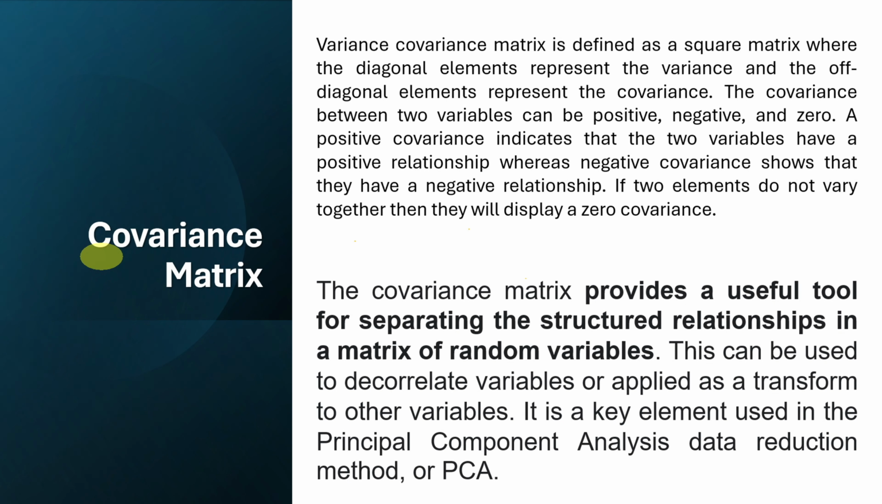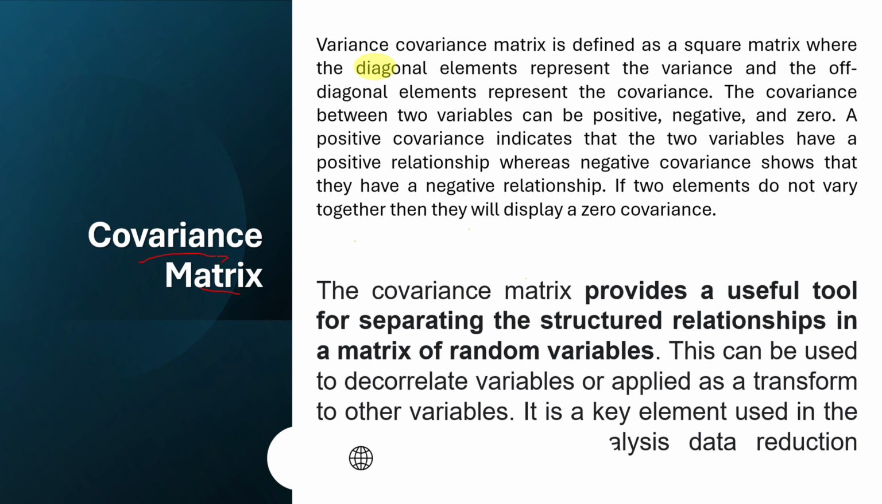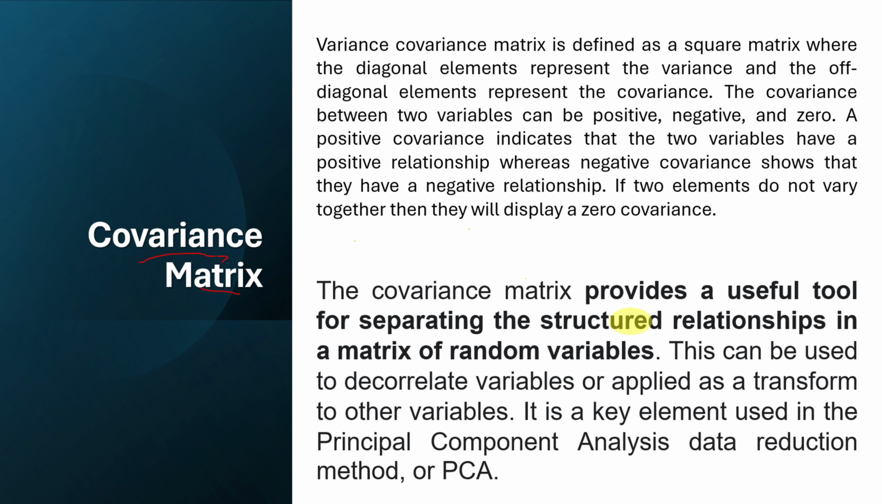Welcome back. Let's start with the covariance matrix. So what is a covariance matrix? The covariance matrix provides a useful tool for separating the structured relationships in a matrix of random variables. This can be used to decorrelate variables or applied as a transform to other variables. It is a key element used in principal component analysis.